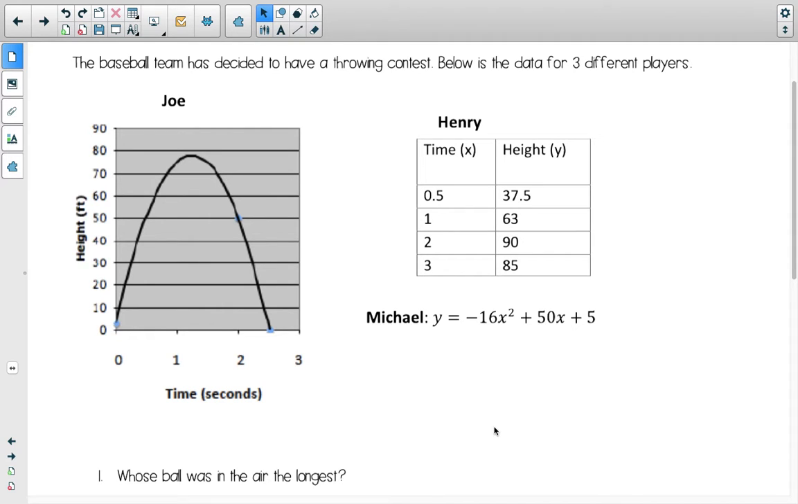This video is on comparing quadratic functions. We will be using Desmos to help compare quadratic functions. The baseball team has decided to have a throwing contest. Below is the data for 3 different players.